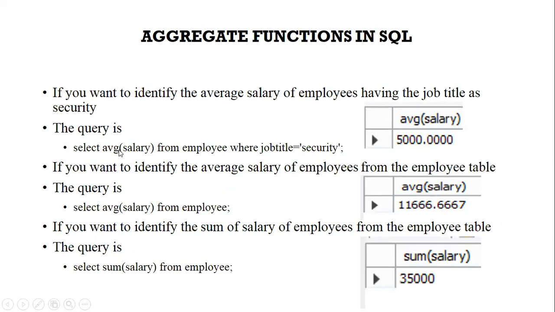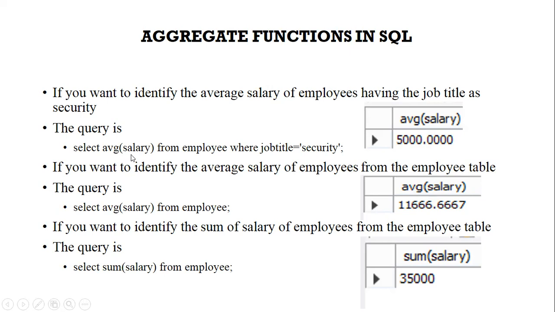The next thing is, if you want to identify the average salary of employees having the job title as security, then the query is select AVG of salary from employee where job title equal to security. Average is the next aggregate function that we have used here. So here the title will be displayed as average salary.